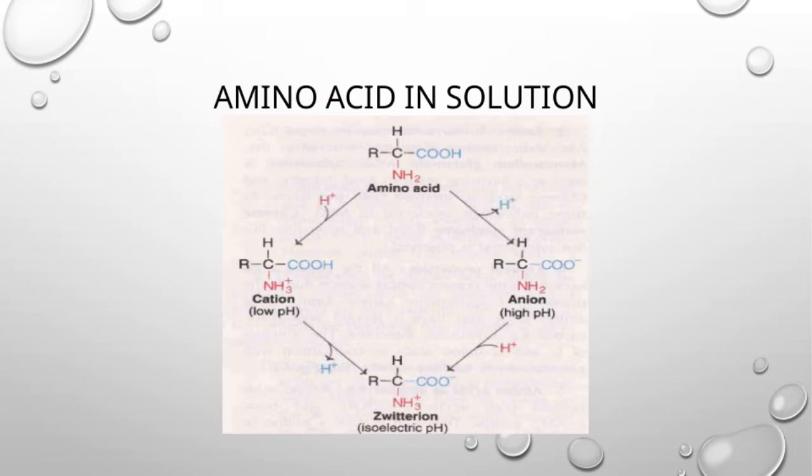Understanding their form in solution is essential because it influences how amino acids interact with each other and with other molecules, affecting protein structure and function. For example, at a neutral pH, amino acids tend to be in their zwitterionic form, where the amino group is protonated and the carboxyl group is deprotonated.